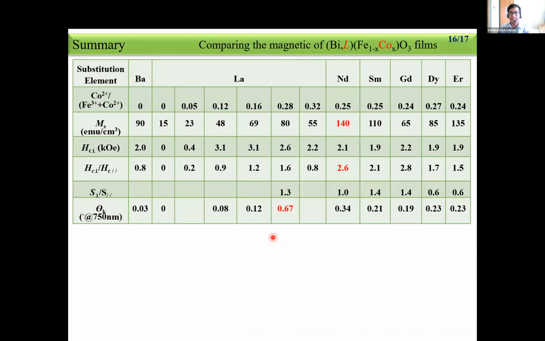So this is the summary of my work. In the summary, I compared the magnetic properties found with different substituents. Among all substituents, you can find the neodymium substituted bismuth ferrite is showing high saturation magnetization and very good coercivity, or perpendicular anisotropy. That means this material can be used for memory device application.